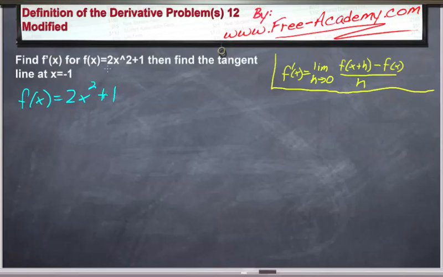So after we find the derivative for f of x, then we need to find the tangent point at x equals negative 1. To solve the derivative, we're going to need two different pieces. We need f of x, and then we need f of x plus h. We already have f of x, so now let's find f of x plus h, which is just a matter of putting x plus h anywhere you see x in the original equation.